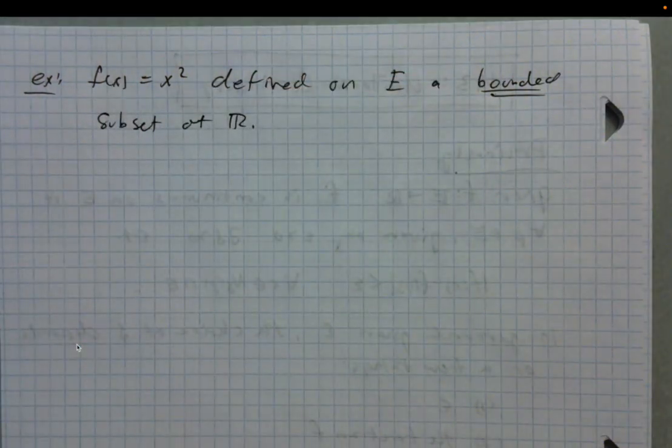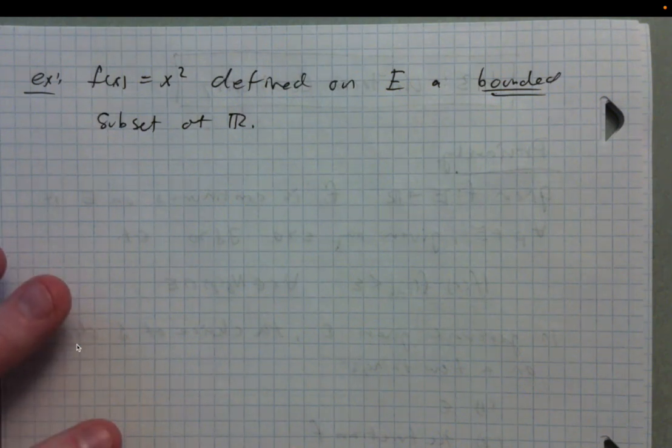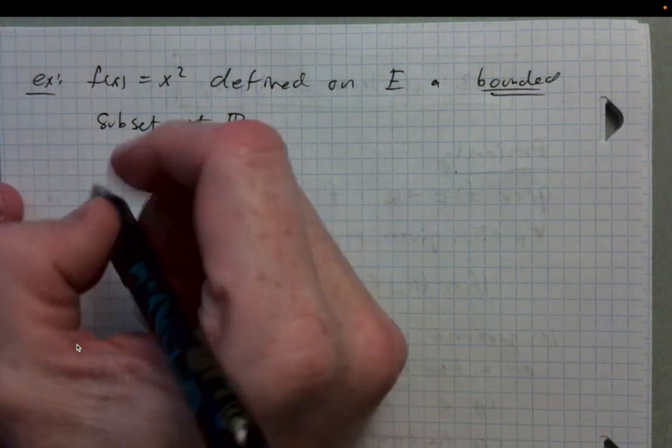So the key here in this example is that f equals x squared is defined on a subset of real numbers, a bounded subset. You can think of it like an interval, but with some kind of an upper and lower bound. So we're not going to let f be defined on the entire real number line in this example. Now let's show that this is uniformly continuous.